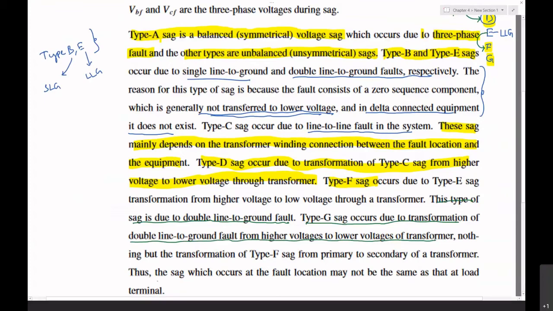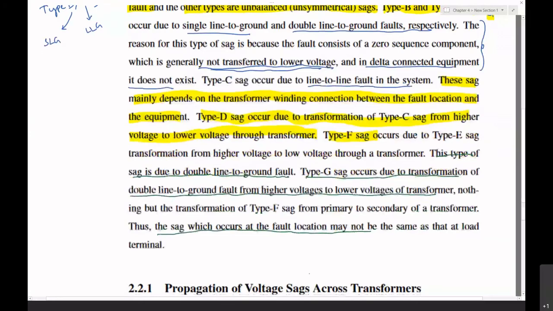Thus, the sag which occurs at the fault location, that's what I was mentioning just now. The sag which occurs at the fault location may not be the same as that at low terminals. This is a very important point. The sag which occurs at the fault location may not be the same as that at low terminals.